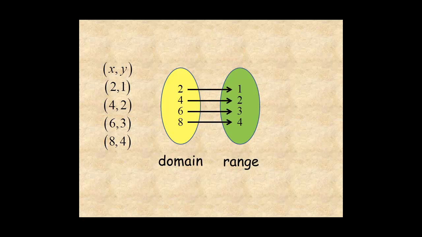A mapping diagram makes it easy to show when a relation is a function. When the elements of the domain map to only one element in the range, the relation is a function. It's very important to understand when a relation is a function.